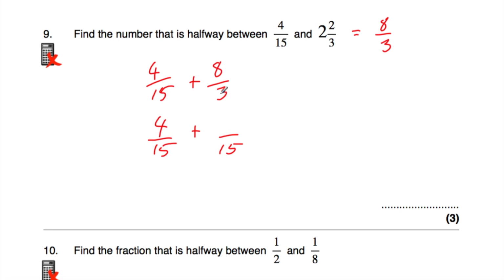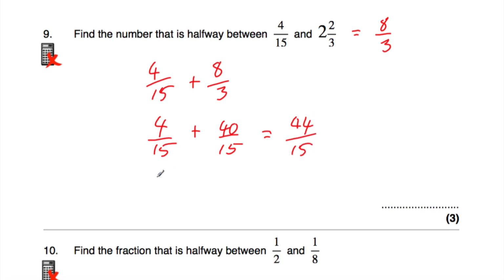Fantastic. Our 8/3, well, to get from 3 to 15, we multiply by 5. So we need to multiply 8 by 5. 8 times 5 is equal to 40. So 8/3 is the same as 40/15. So let's add the two fractions together. 4/15 plus 40/15 would be 44/15.